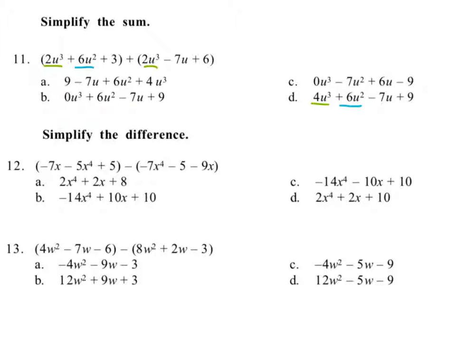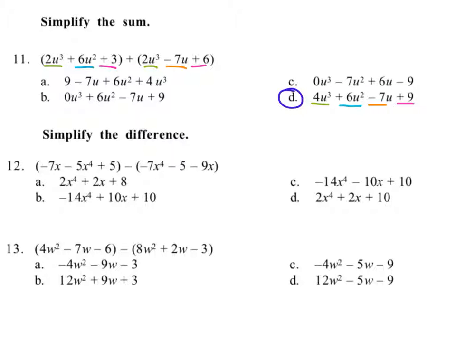And then we've got a u term, negative 7u, but there's no u term in the other one. So we just have negative 7u. That's also in D. And we've finally got two constants here. We've got the positive 3 and the positive 6, and those combine to positive 9, and I see that in D as well. So D has all of the required parts, and so it's D.